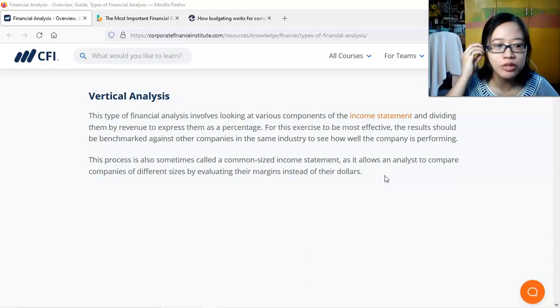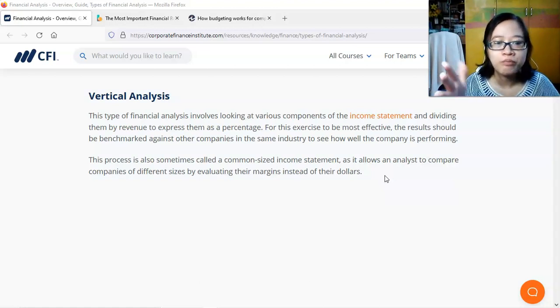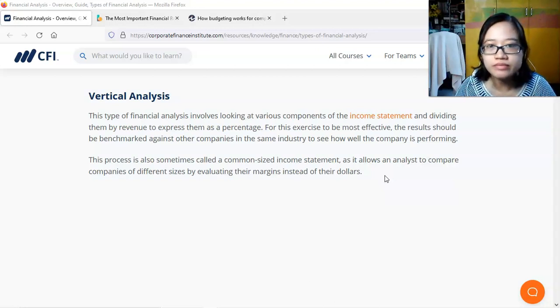Let's say, ang income nitong si small company is 1 million lang. Tapos itong si medium company is 5 million. Hindi mo pwedeng i-compare na, 1 million, 5 million kasi magkaiba naman sila ng scale of operations. Pero kapag kinuha mo yung percentages, ayan, mas comparable na silang tingnan. Okay? And then, hindi lang naman sa income statement pwedeng gamitin itong vertical analysis.